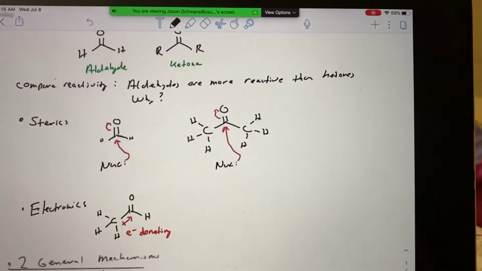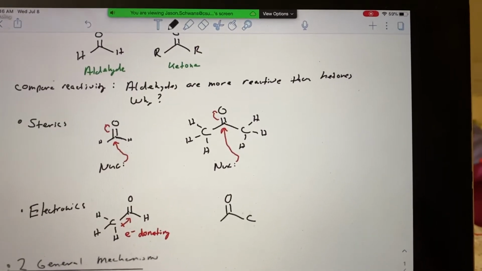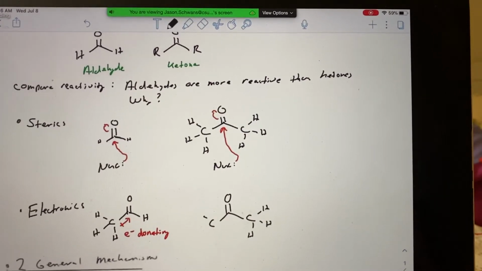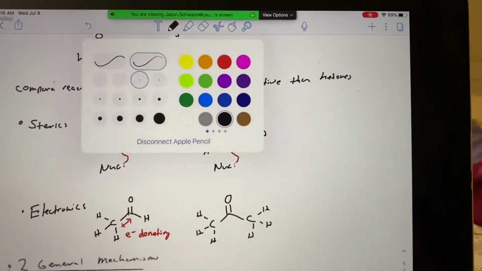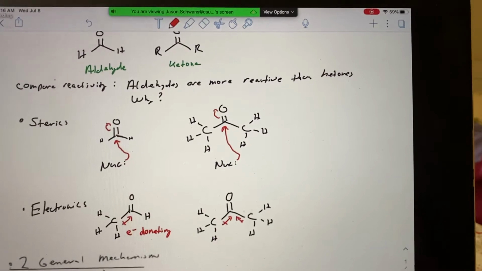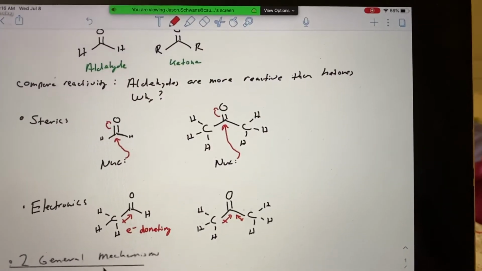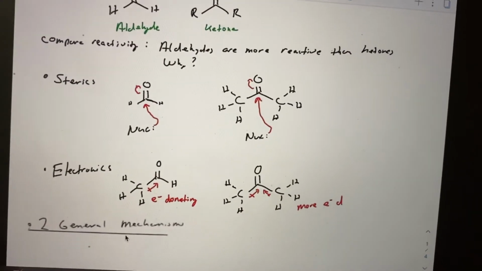Now, let's think about the same thing with acetone. We'll just use the same one, acetone again. Now we have two slightly electron donating groups here. And so those are both slightly electron donating. And so we have, we'll say, more electron donating.